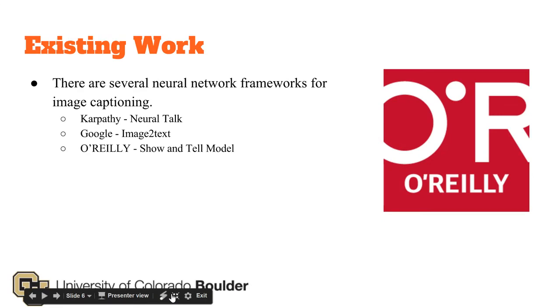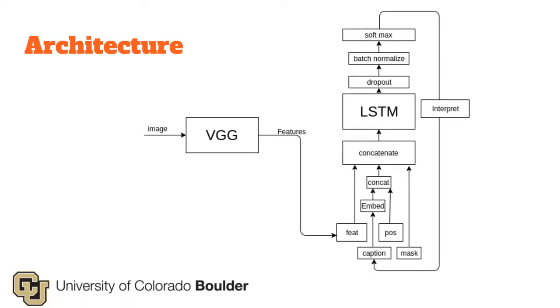There are several neural network implementations for image captioning. Karpathy's Neural Talk chooses Caffe on the back end, Google's Image to Text is implemented in TensorFlow, as well as O'Reilly's Show and Tell model, which also uses TensorFlow. We studied all of these different frameworks in doing our research. We decided to use Keras ultimately because we couldn't find an implementation using Keras yet. Our architecture we'll delve more deeply into later in the video.